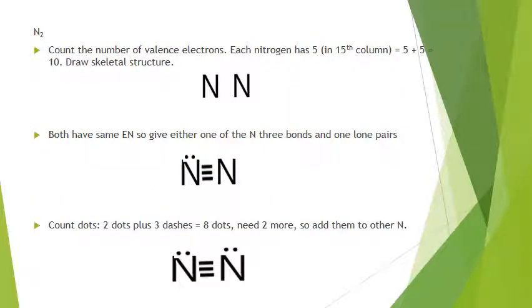Okay, N2, same thing. It's in the 15th column. There are 5 valence electrons. All right, skeletal structure. Pick one of the atoms to give 3 bonds and 1 lone pair. That's what nitrogen usually gets. Again, the triple bond connects them. Count the number of dots: 2, 4, 6, 8. You're short 2, put them on this end, and you're done. If you notice, each nitrogen has 3 bonds and 1 lone pair, and 8 electrons in the outer shell: 2, 4, 6, 8. Okay.